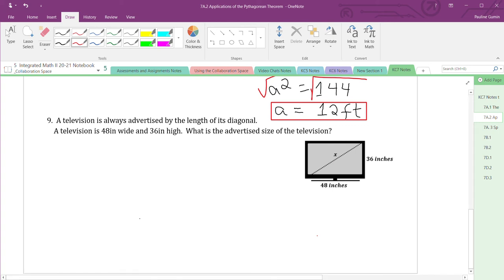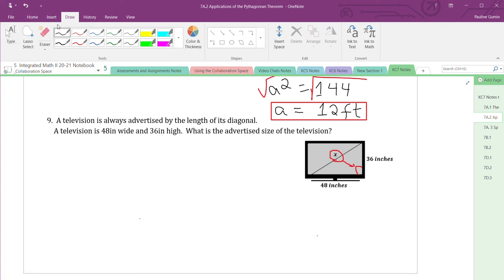Anyways, a television is always advertised by the length of its diagonal. Did you know that? A television is 48 inches wide and 36 inches in height. What is the advertised size of the television? So here's our TV. A TV, luckily for us, is a rectangle, which, just like the soccer field, gives us a right angle right here. We're missing X, which is across the right angle, which means it's the hypotenuse.